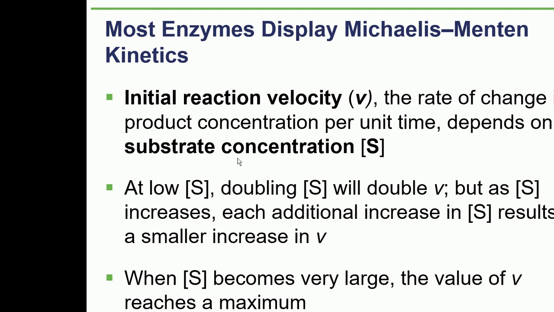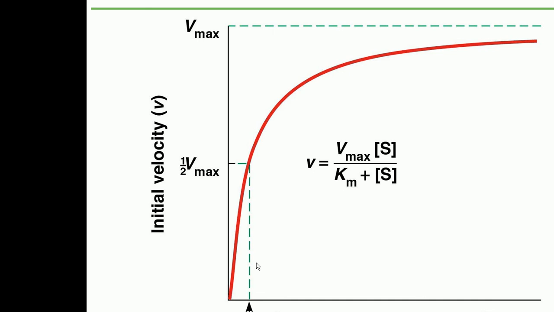This thing was studied by two scientists, Michaelis and Menten. On the basis of that, it is called Michaelis-Menten kinetics. Most enzymes display this kinetics, initially dependent on the substrate concentration. Low substrate will double the rate of reaction, but as substrate increases, each additional increase in substrate results in a smaller increase in the rate of reaction. When substrate concentration becomes very large, the rate of reaction reaches a maximum.